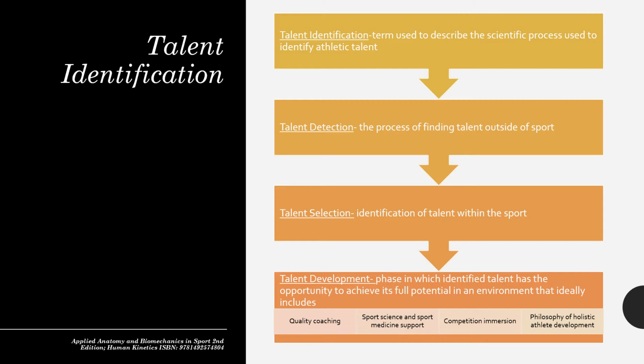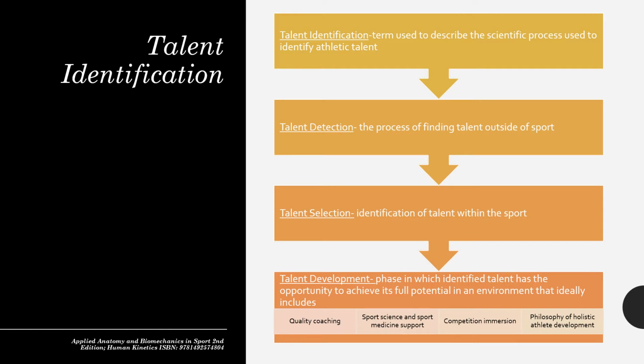So talent identification within itself is actually 4 different things all combined together. Talent identification, as a definition, is the term we use to describe the scientific process to identify an individual with some sort of athletic talent. To do this, we have to go through a talent detection and a talent selection process.